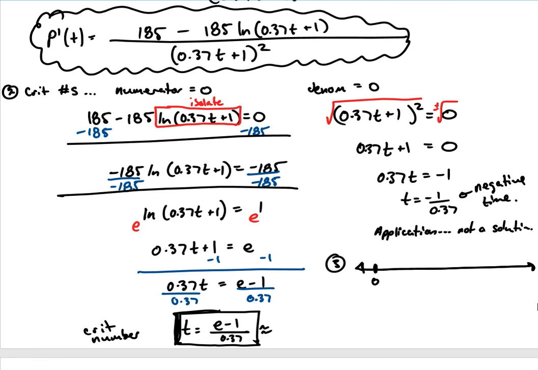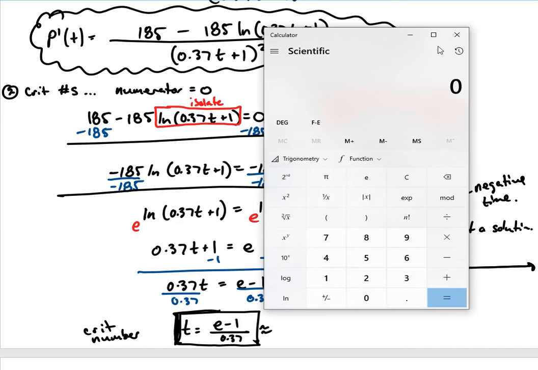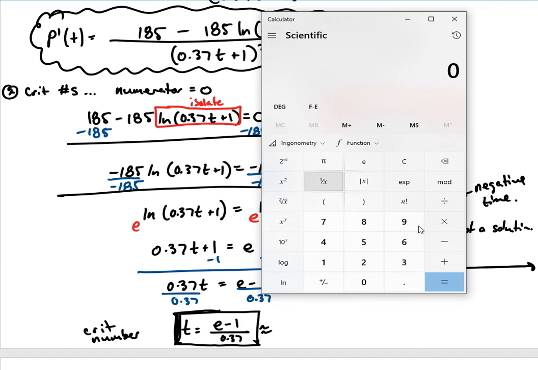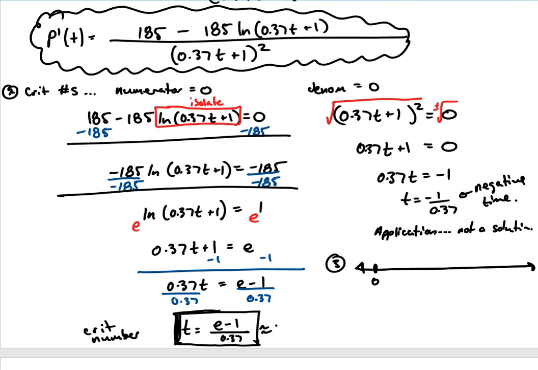And then e minus 1 divided by 0.37, let's go ahead and get that as a decimal. One more time, I'm just going to use my computer calculator. So I have e exponential, does it work on this one? There it is, e. E minus 1 is this, and then we'll divide by 0.37. There we go. So 4.64 to 2 decimals. So this is about 4.64.